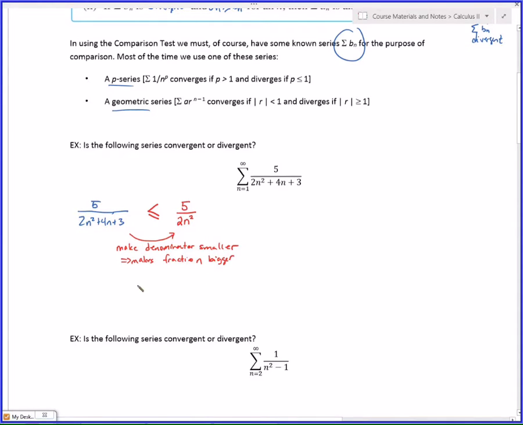Now, consider, what does the sum of 5 over 2n squared do? Does it converge or diverge? Well, here's the trick on this one. You can take that 5 halves as a constant, just like you do with integration, pull it outside. Okay? So this becomes 5 halves, the sum from n equals 1 to infinity of what?